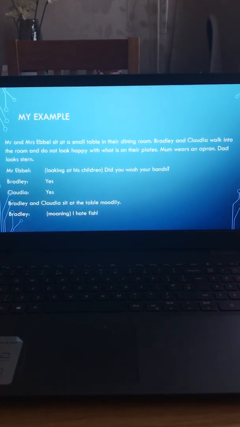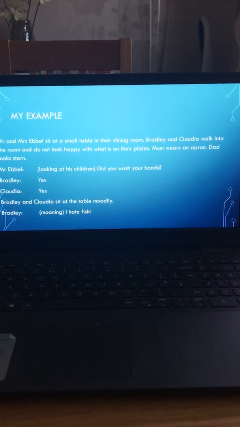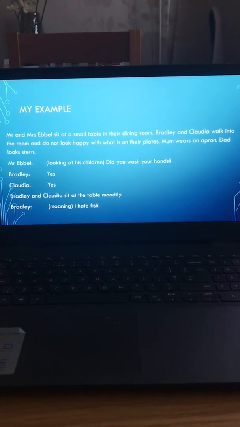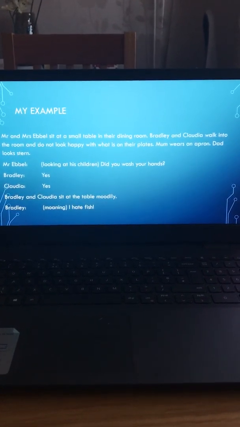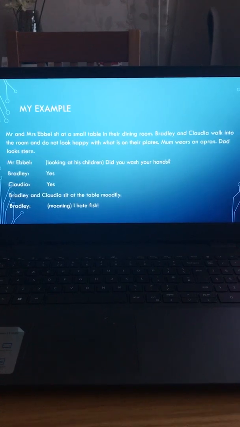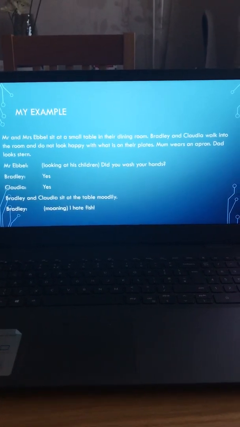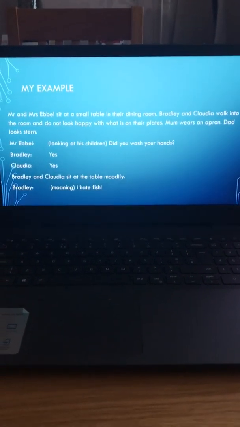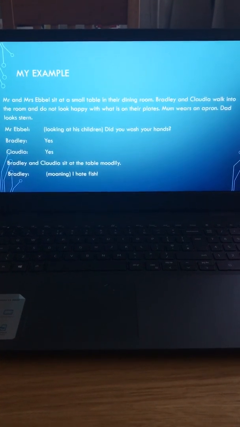So my opening stage direction says, Mr. and Mrs. Ebbles sit at a small table in their dining room. Notice that I've written it in present tense because it's for the producers and actors and actresses to use right then, at the present. Bradley and Claudia walk into the room and do not look happy with what is on their plates. So there, I've given a direction of the kind of expressions they would pull, the things that they would be doing to prove that they are not happy. Mum wears an apron, Dad looks stern.